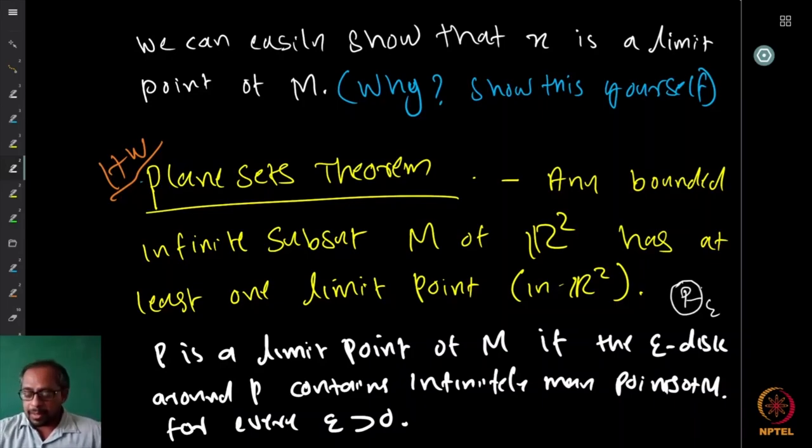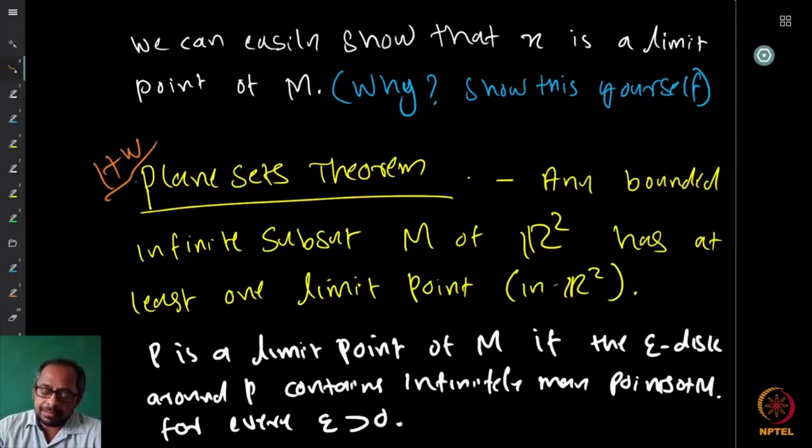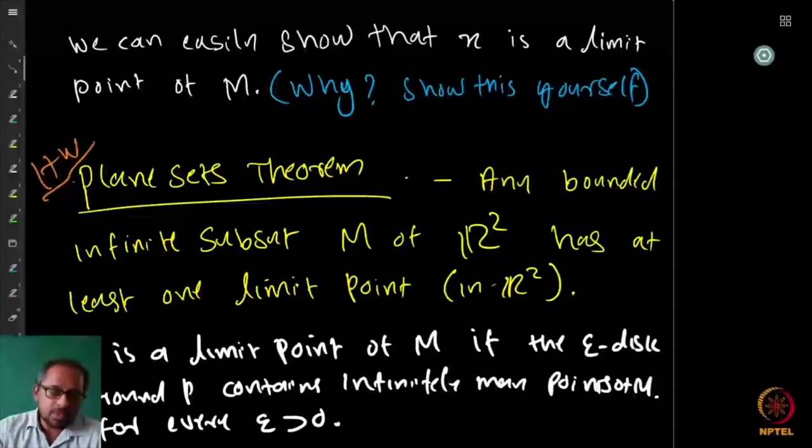You make it even smaller and smaller, doesn't matter, you will still find infinitely many. So this way you can define what is called the plane set theorem. So this is again the generalization of Bolzano-Weierstrass to dimension 2. So this is a homework for you.